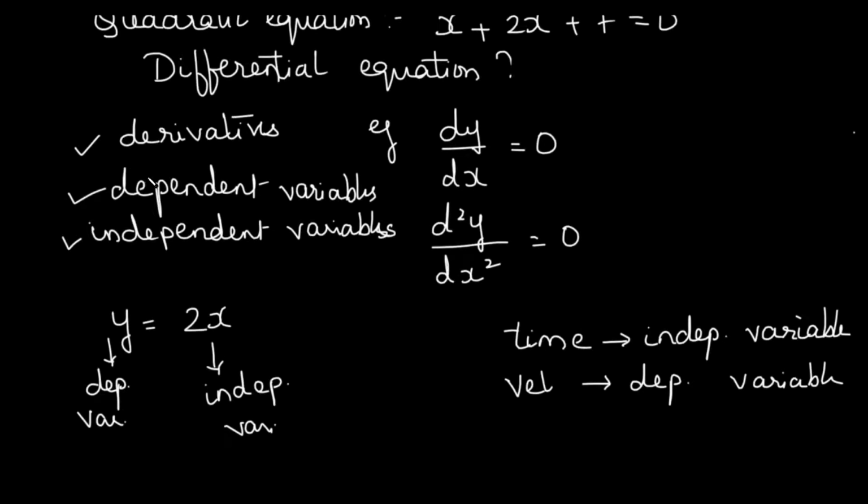Thus, what is a differential equation? In general we say that a differential equation is one in which it has dependent variables, independent variables, and also the derivatives of the dependent variables with respect to the independent variables. So this is the formal definition of a differential equation.